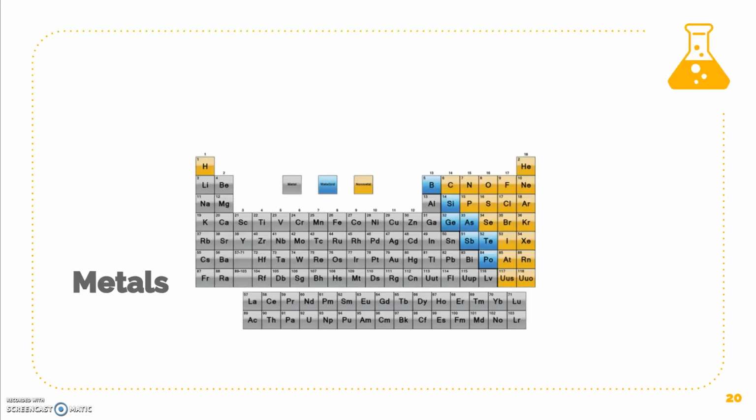Metals are hard and solid, opaque, shiny, ductile, malleable, and have good electrical and thermal conductivity. There are 91 metals in the periodic table, and they are located on the left side.